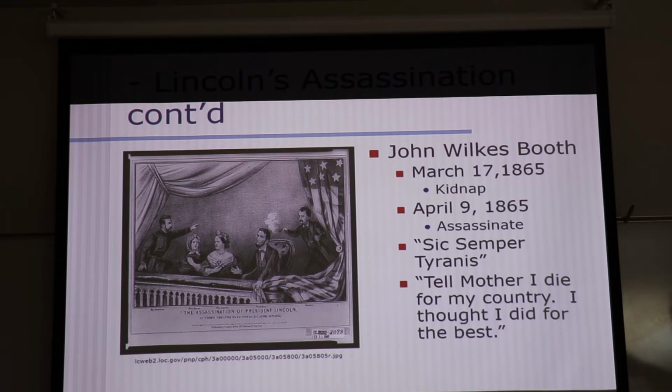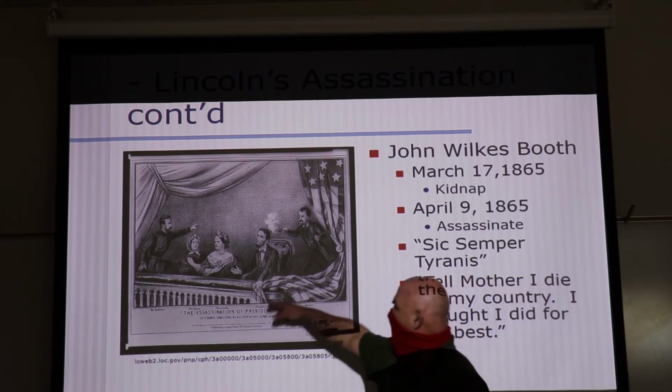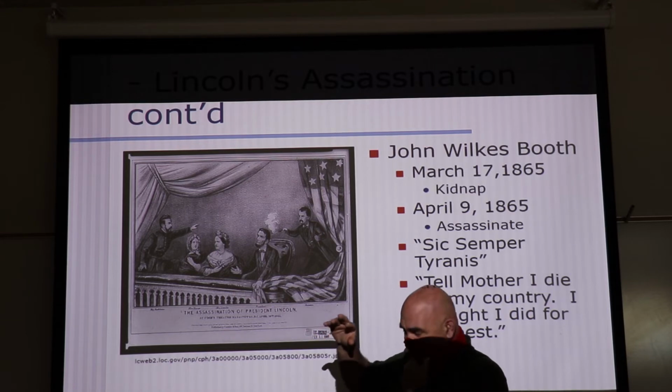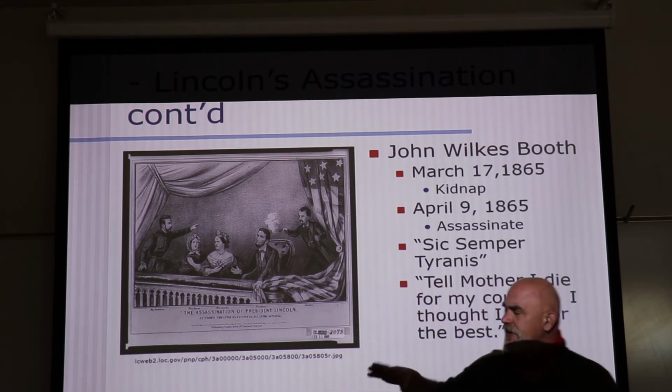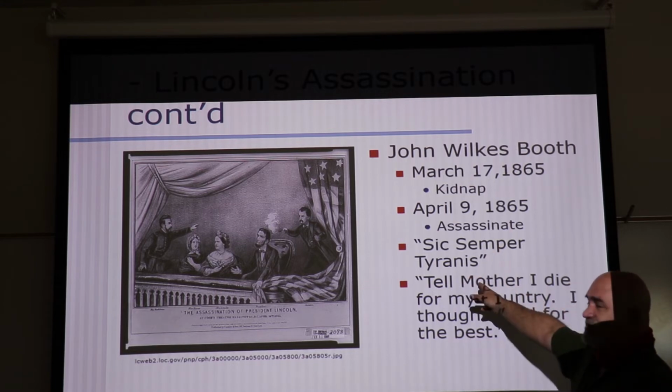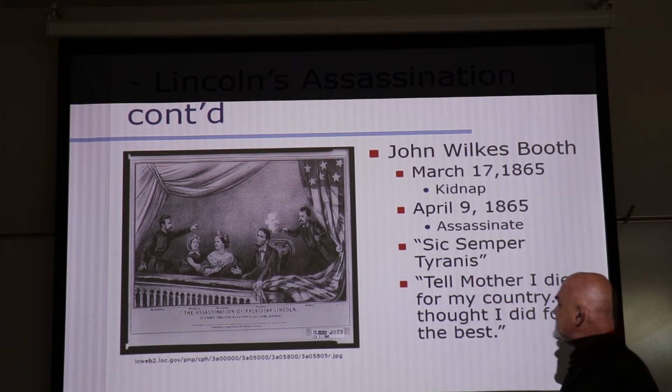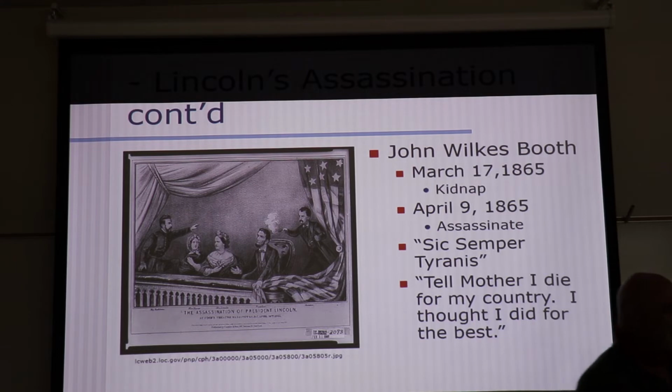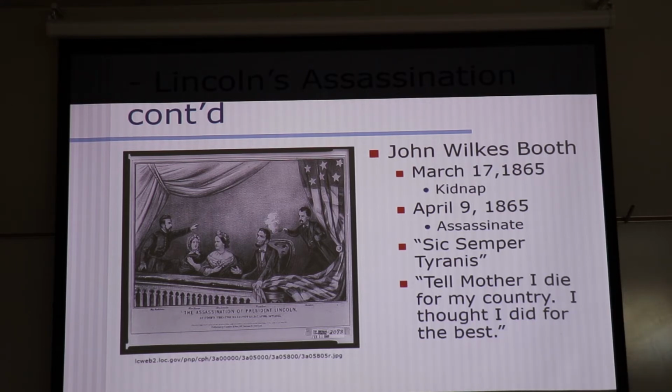He got his spur caught in one of the awnings here, so he landed on his foot weird, and he twisted his ankle, but he stood up on stage, shouted out, "Sic semper tyrannis," or "Thus always to tyrants," and he made a break for it out through the back door.